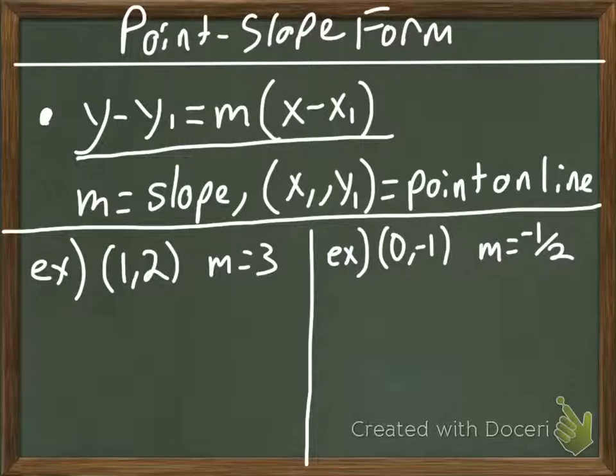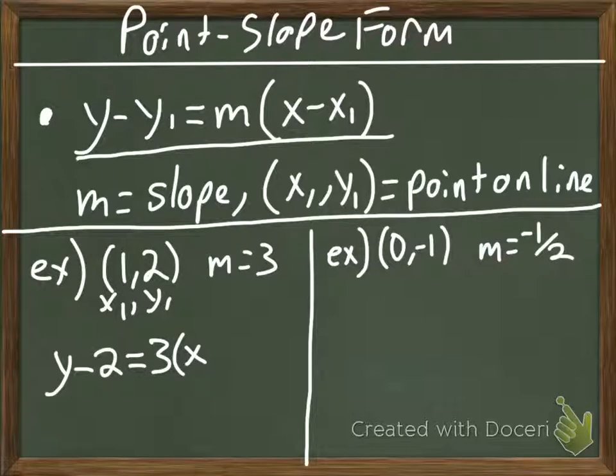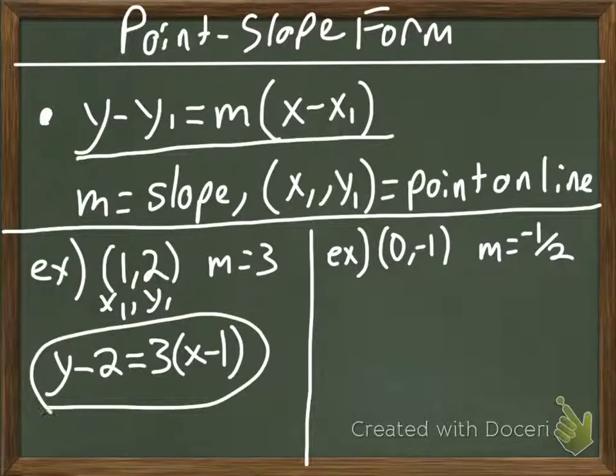So for example, we're going to start on the left with the point 1, 2 and slope of 3. Well, what I always like to do, as usual, is to label. So this point 1, 2, I'm going to label it x1, y1. And then all we're going to do is fill in the blanks of the formula. So it's y minus y1, which is 2, equals m, which is 3, times x minus x1, which is 1. And there we go. We wrote that in point slope form.